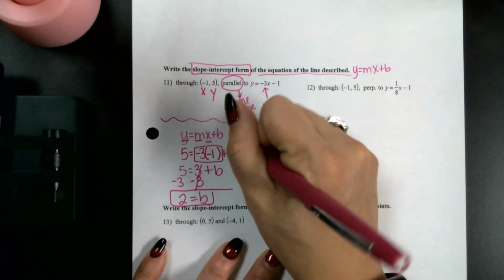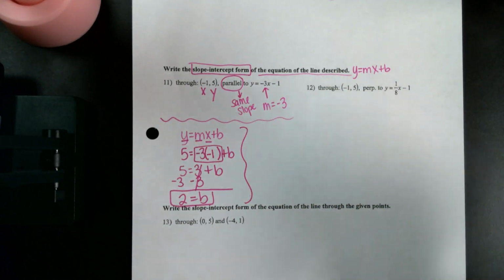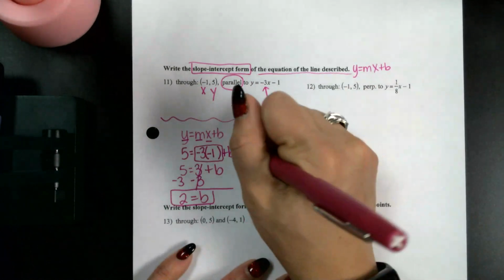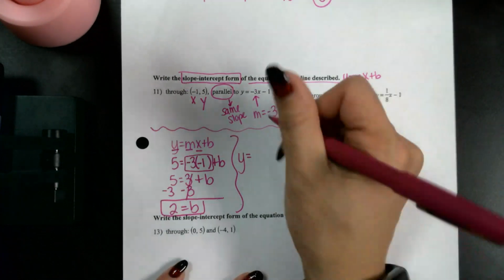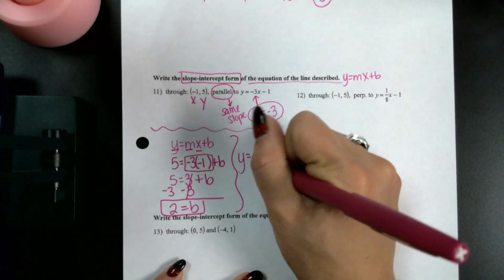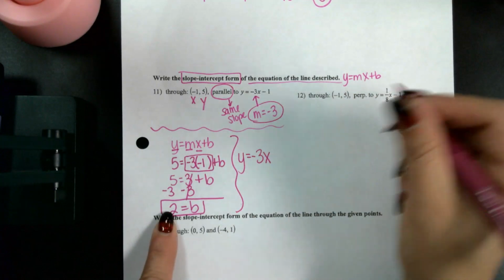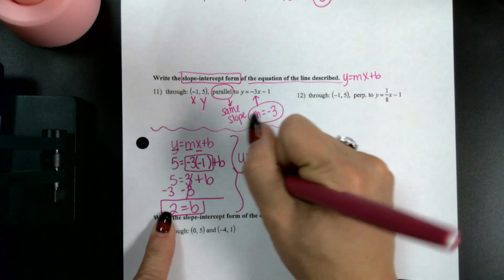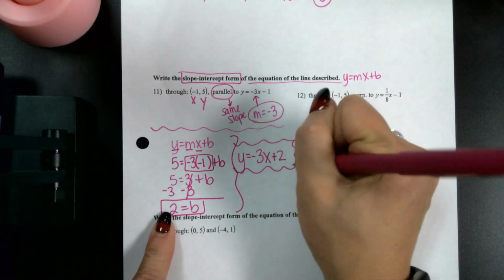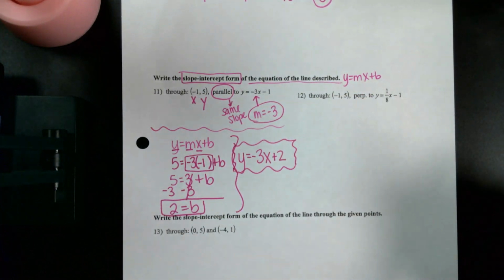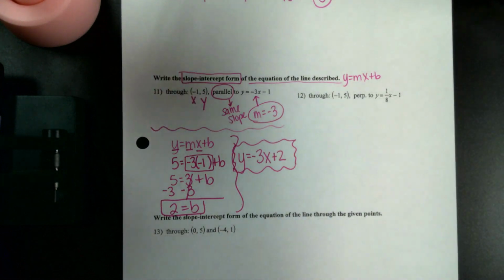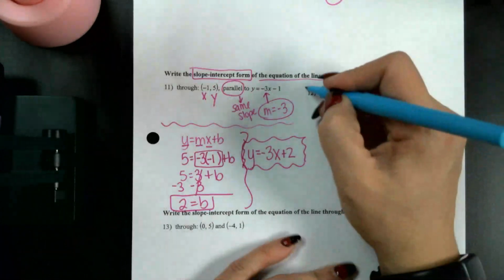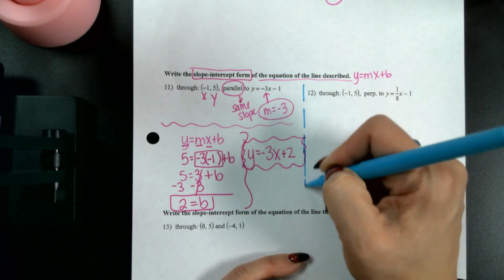Okay, now that's not the end, because the very last thing you're supposed to do is write the equation. So I'd put y equals, the slope was -3, so you put -3x, and then whatever your b was, that's what you finish with. So -3x plus 2. That's the answer to number 11. So when they're parallel, you use the exact same slope that was given.